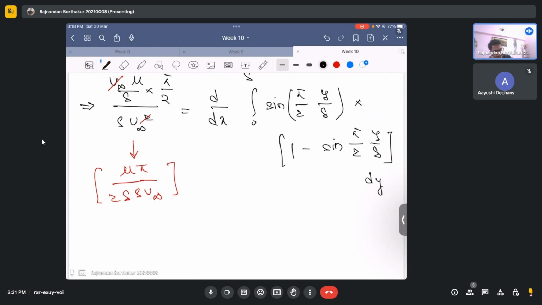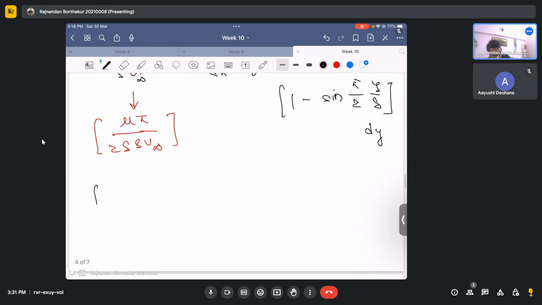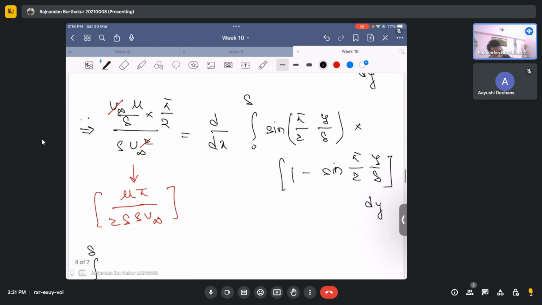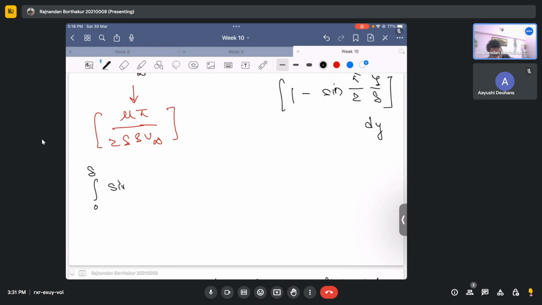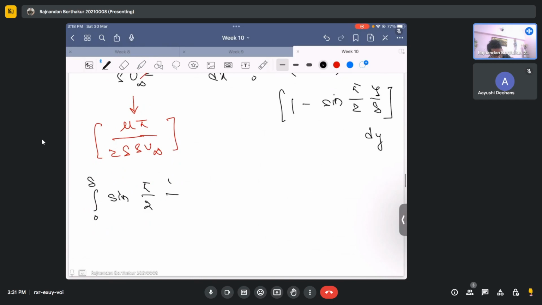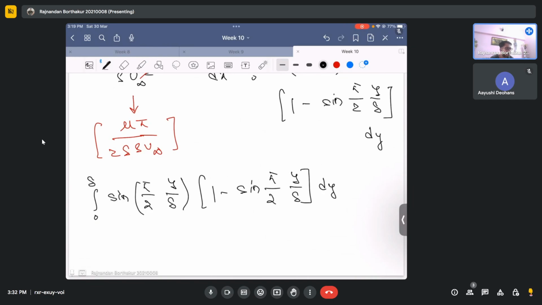And here you need to help me out. So let's calculate this integral. So it's integral 0 to delta sine of pi by 2 into y by delta times 1 minus sine of pi by 2 into y by delta dy. So if you remember, what is the first step in evaluating this integral? So we need to make a substitution.